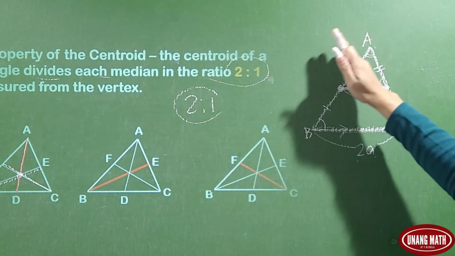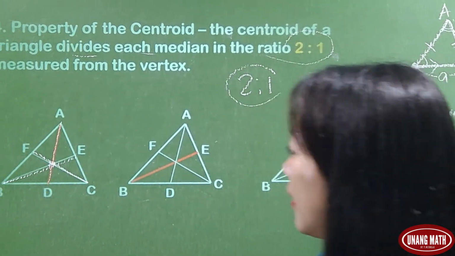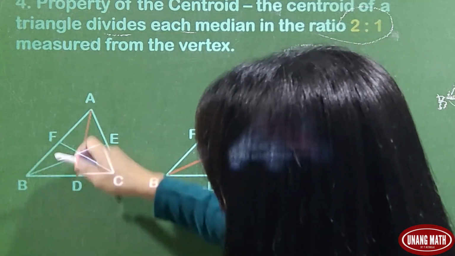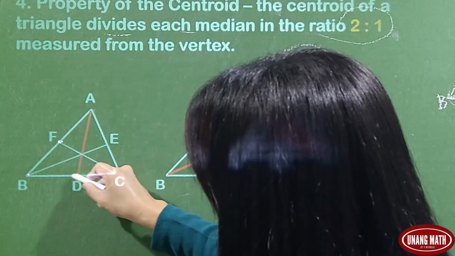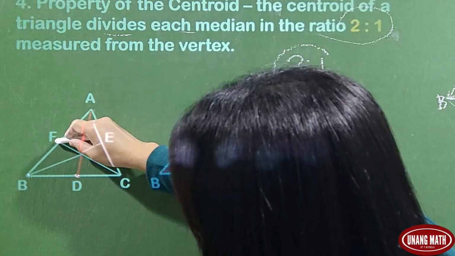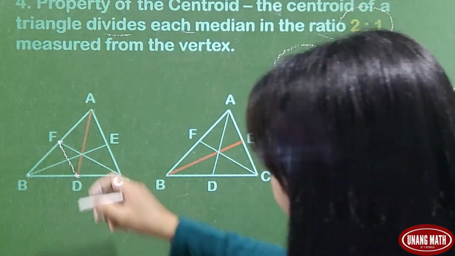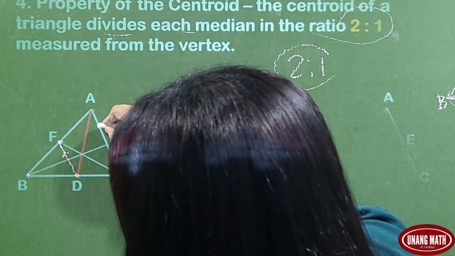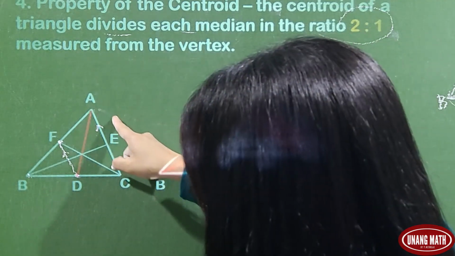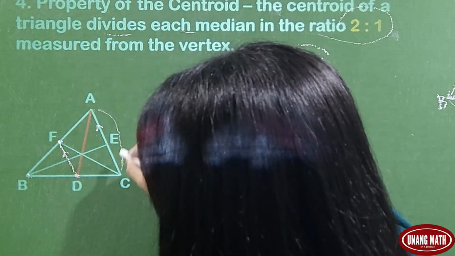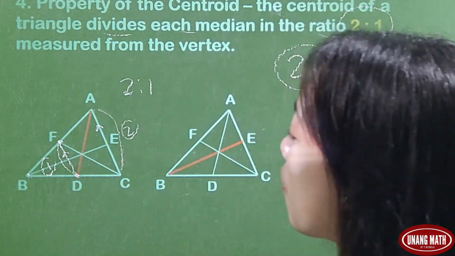Let's consider this concept to understand this figure. As I mentioned a while ago, this is the midpoint of this segment. This is the midpoint of this segment. If we are going to connect these two midpoints, then this is now our mid segment. This mid segment is parallel to this segment. And again, this is in the ratio 2 is to 1.